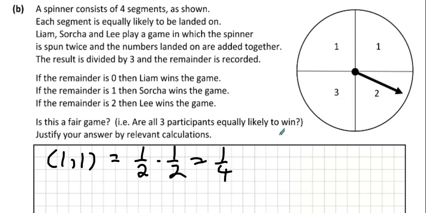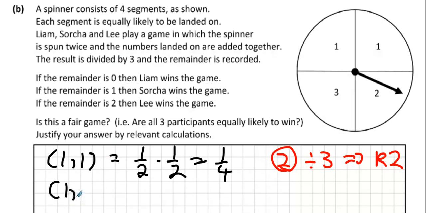Now, what does it say we have to do? It says that the numbers are added together, so this would be the number 2, wouldn't it? And then the number 2 has to be divided by what? 3. And what's 2 divided by 3? What's the remainder? Remainder 2. Okay, let's go to the next one.